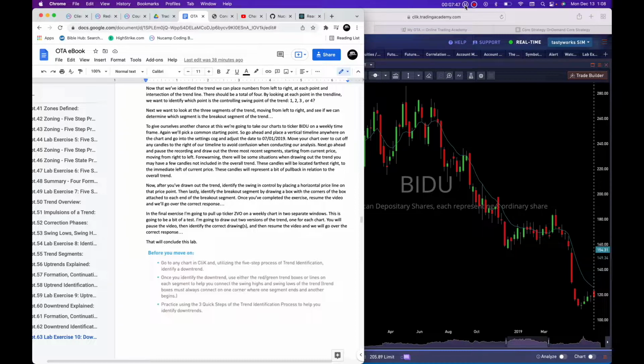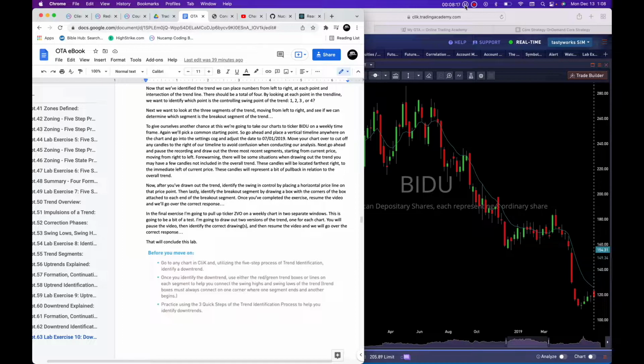So go ahead and take your charts to BIDU on a weekly time frame. Again, we'll pick our common starting point. Place a vertical timeline anywhere on the chart, go into the settings cog and adjust the date to 7/1 of 2019. Then feel free to move your chart over a bit to cut off any candles to the right of our timeline in order to avoid any confusion when conducting our analysis.